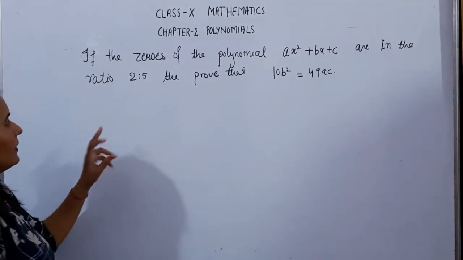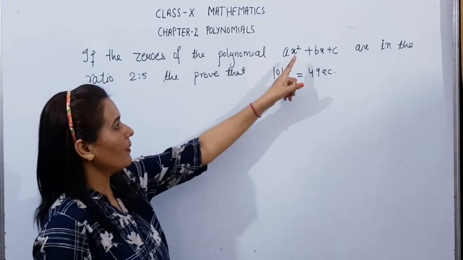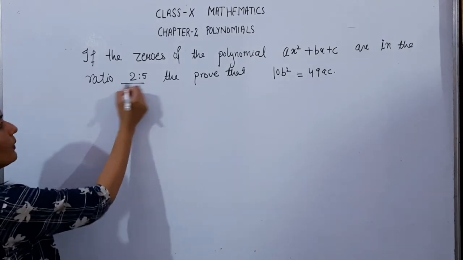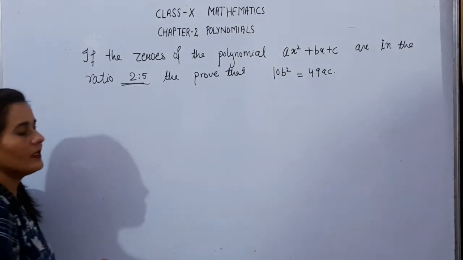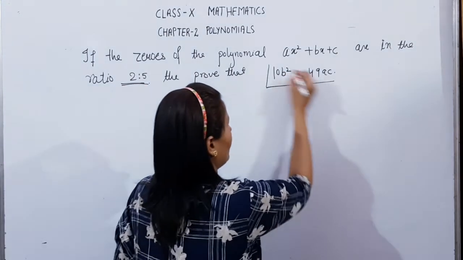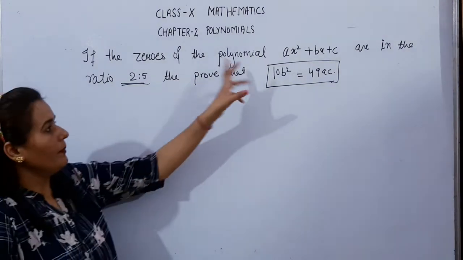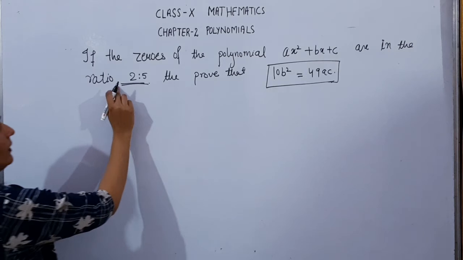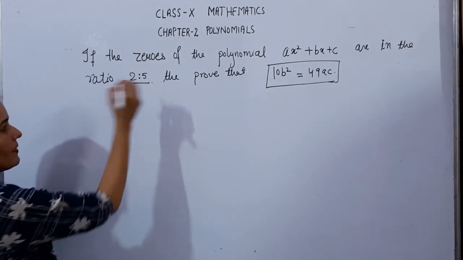So here is another statement. If the zeros of the polynomial ax square plus bx plus c are in the ratio 2:5, prove that 10b square is equal to 49ac. This relation you have to show. What is given? Polynomial is given. No zero is given. They are just saying the zeros are in the ratio 2:5. This we have to use.